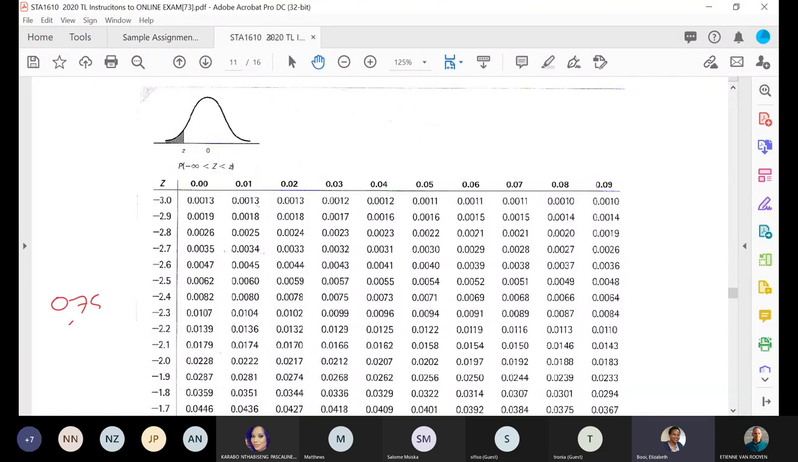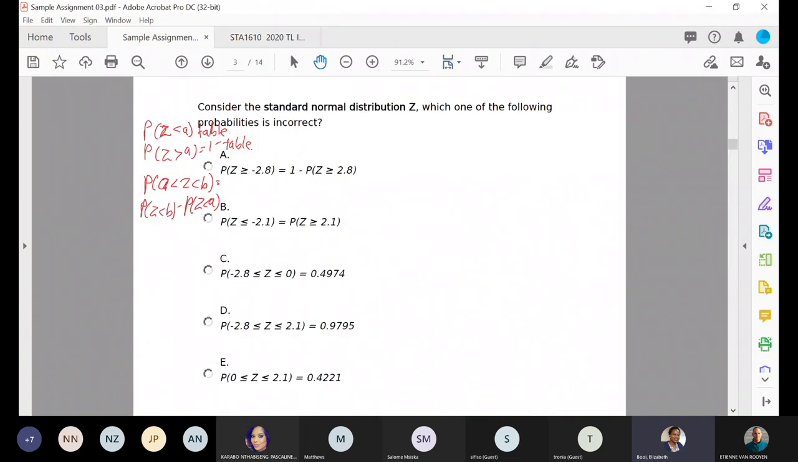So that is minus 2.8, and then we look for 0 at the top, and that is 0.0026. So I'm just going to show you only one. So this is 0.0026. We just need to check if it's the same as this. So this one says this side should be 1 minus. We need to go find this probability. How do we find the probability of a greater than? By finding 1 minus the value we find on the table. So it means here we need to say 1 minus.